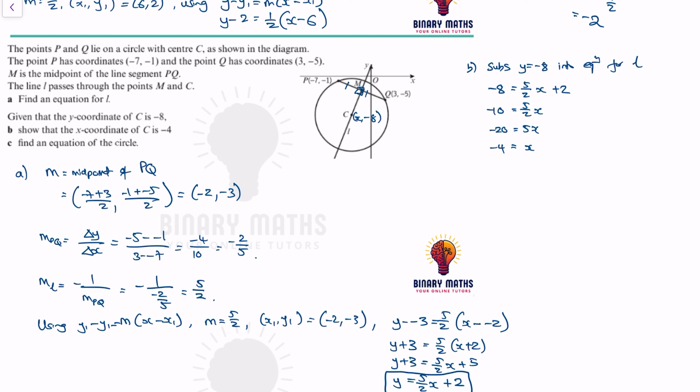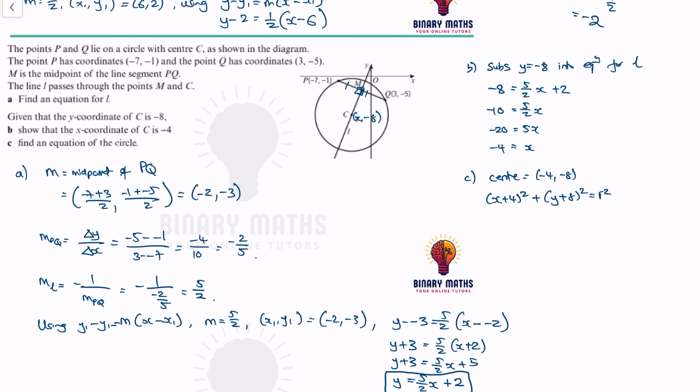And for part C, find the equation of the circle C. So we know the center, because we worked out what C is now, is (-4, -8), which means our equation of a circle is (x + 4)² + (y + 8)² = r².